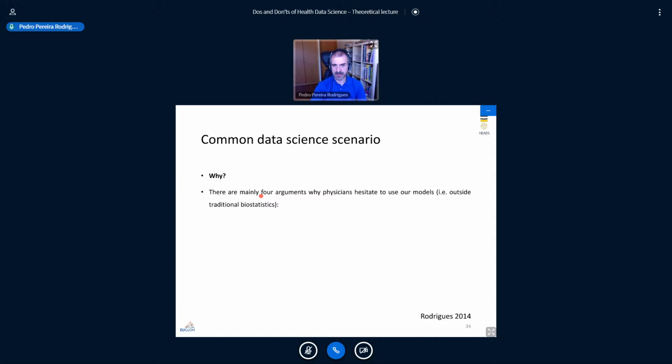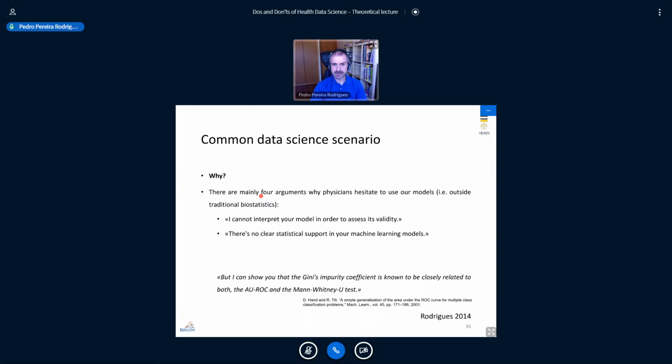First of all, there's this difficulty interpreting the model in order to assess the validity. So we need to lose some of the most complex models and build some more explainable models. Also, there's no clear statistical support in machine learning models, and this is something that we still need to fight against, because there's still this idea that only confirmatory science, only studies that apply traditional frequentist statistics, will give you evidence, and you need to present more and more support to your studies.